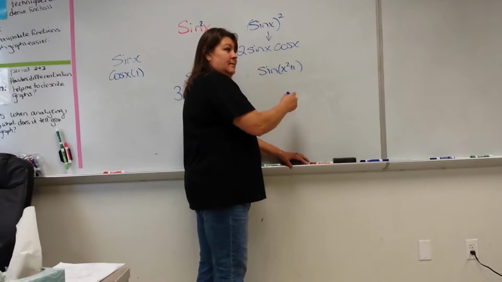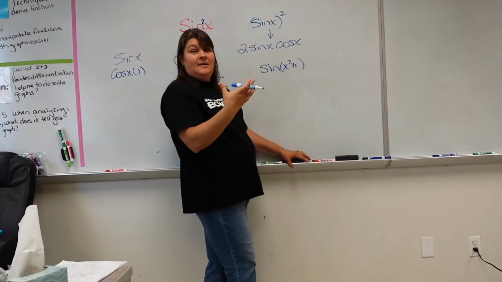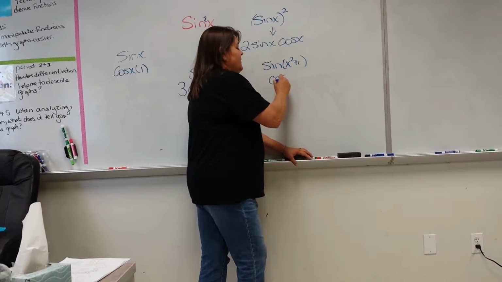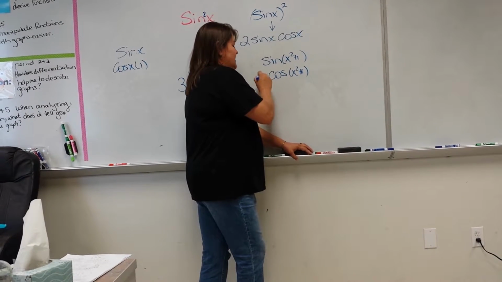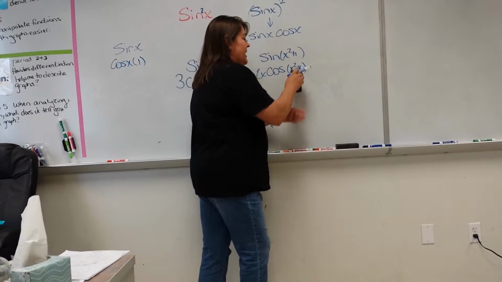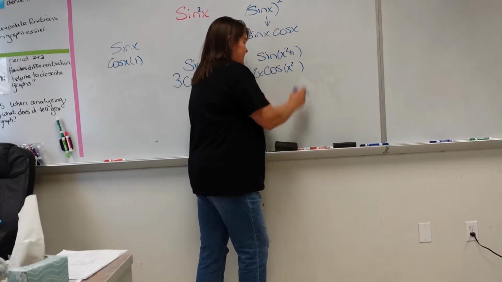How about this guy? Sine of x squared plus 1. Very obvious the outside is the word sine. So cosine of x squared plus 1, leave the inside intact, and times 2x.